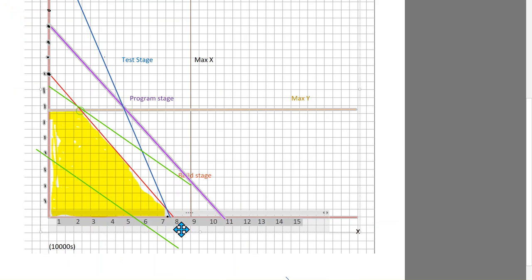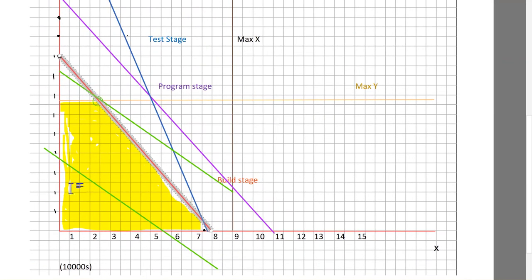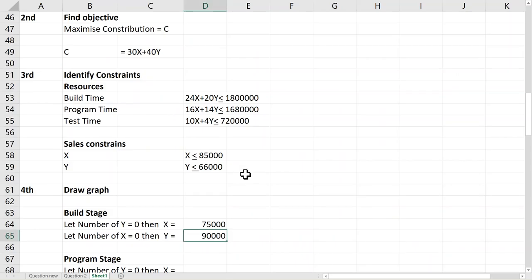So we saw here from 75,000 units of x to 90,000 units of y. So we draw a line that goes from 75,000 units of x. If here it is 70,000 and here is 80,000, somewhere here would be 75,000. So we draw a line that goes from 75,000 units of x to 90,000 units of y. For y, we have 1, 2, 3, 4, 5, 6, 7, 8, 9. So we do the same thing for the two other resources as well.